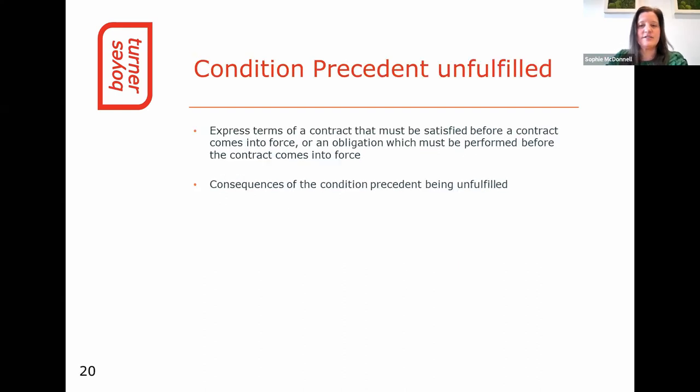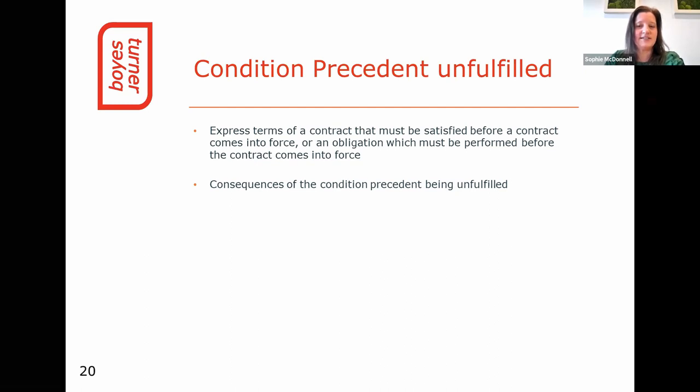Looking briefly at conditions precedent, a condition precedent is a condition within a contract which must be fulfilled for the contract or certain contract obligations to be valid. The term does not need to be described as a condition precedent, although it would need to appear clear from the outset to enable the benefiting party to rely on that condition.